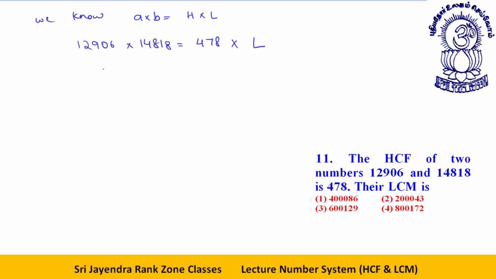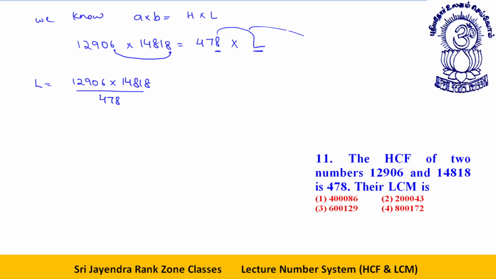Students, one of the ways is to multiply these two numbers and then find the LCM. That is, you can do it like L is equal to what? L is equal to 12906 into 14818 divided by 478. This is one of the methods. The other method is to think logically. What will 6 into 8 give you? 6 into 8 will give you a 8. This is 8. 8 multiplied by what unit?